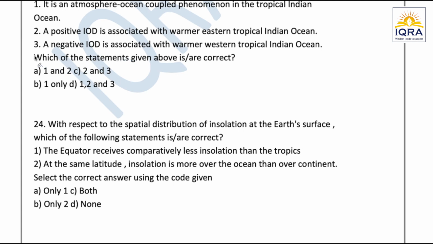I'll tell you that the Indian Ocean Dipole is basically an irregular oscillation of sea surface temperature in which the western Indian Ocean becomes alternatively warmer, which is a positive phase, and then colder, which is a negative phase, than the eastern part of the ocean, right? Hence, option B becomes the correct answer, that is 1 only, as both these statements have been altered. So it is an atmosphere-ocean coupled phenomenon in the tropical Indian Ocean.